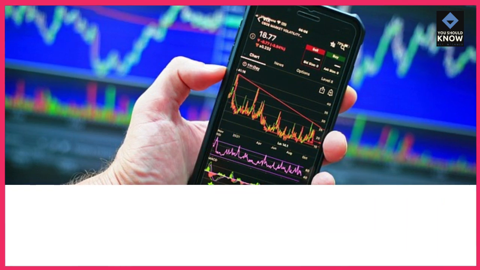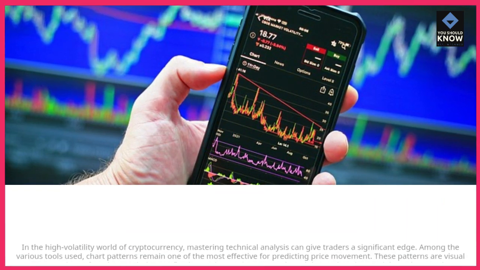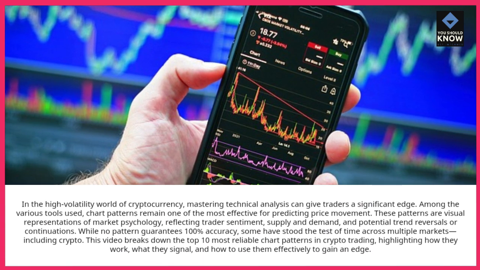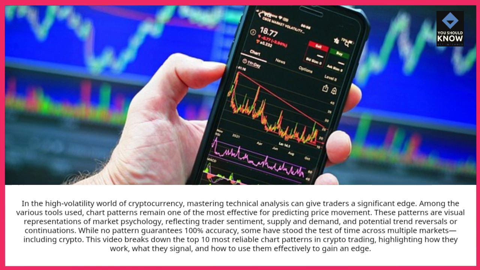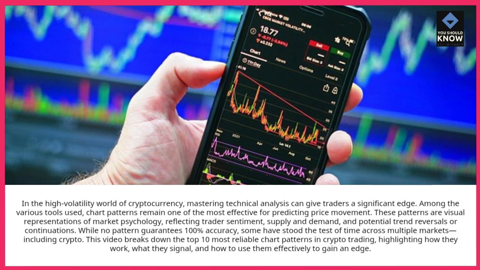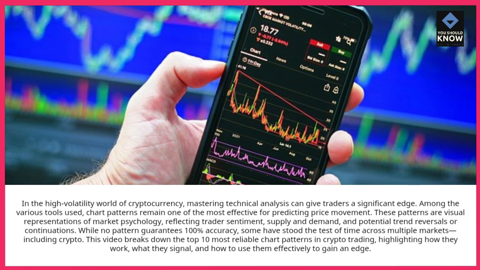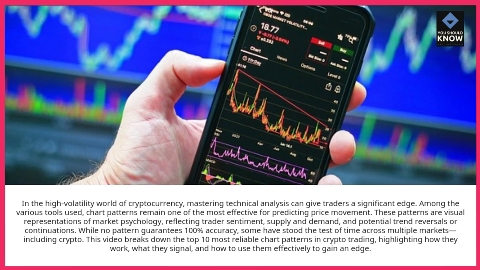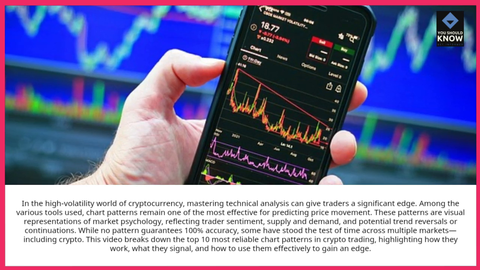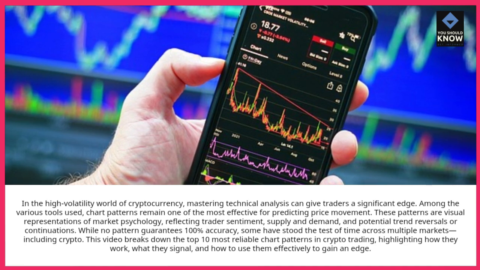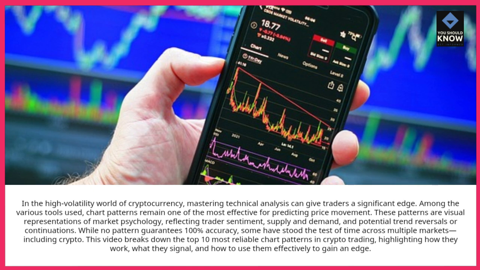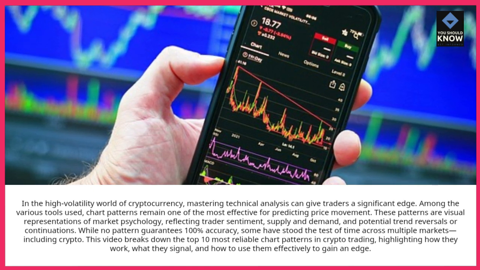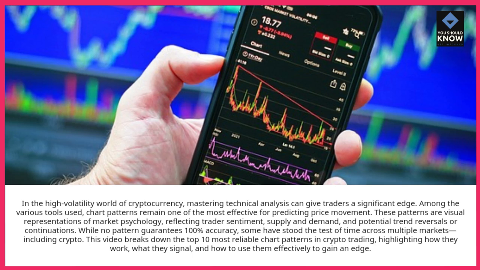In the high-volatility world of cryptocurrency, mastering technical analysis can give traders a significant edge. Among the various tools used, chart patterns remain one of the most effective for predicting price movement. These patterns are visual representations of market psychology, reflecting trader sentiment, supply and demand, and potential trend reversals or continuations. While no pattern guarantees 100% accuracy, some have stood the test of time across multiple markets, including crypto.